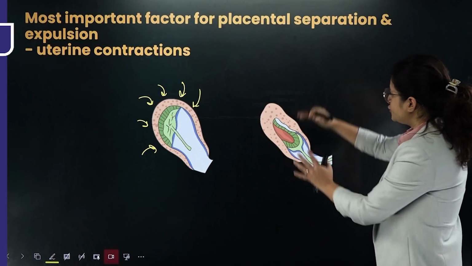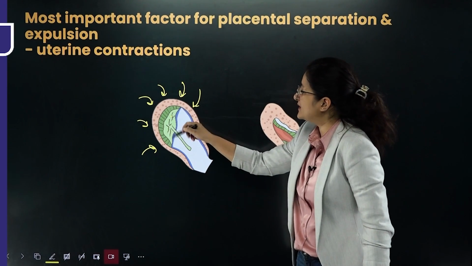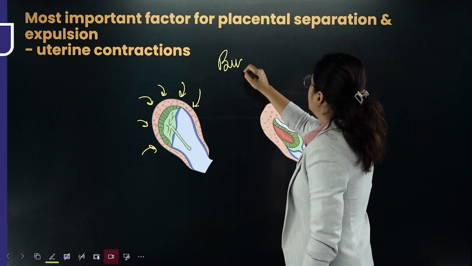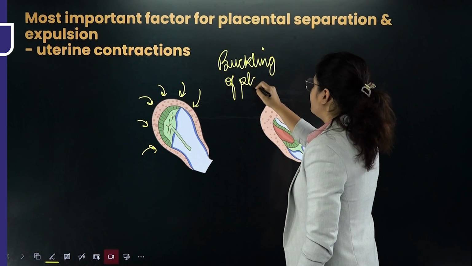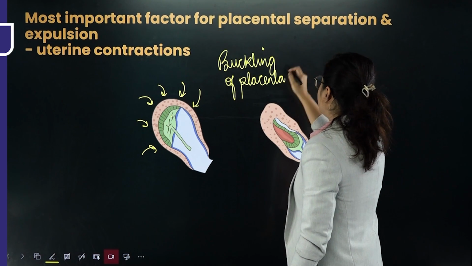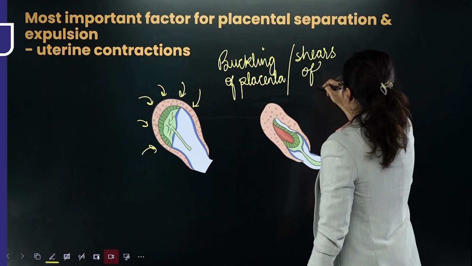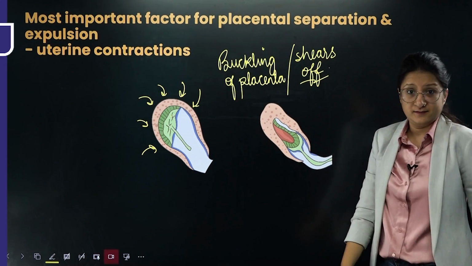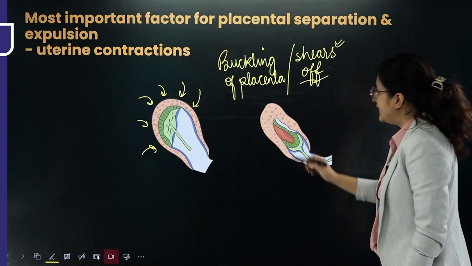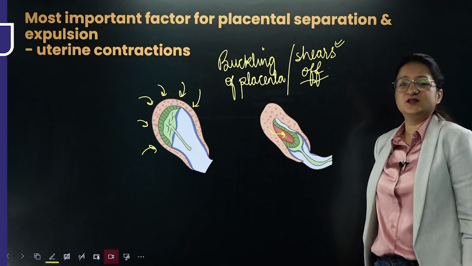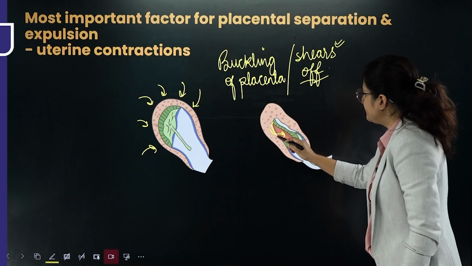So what happens with the shrinking of the size of the uterus is there is this buckling of the placenta that takes place. Buckling of the placenta, meaning, let's say, it shears off from its attachment, right? Because the placenta is not contracting, it's the uterus that is contracting. So it shears off from its attachments and gets separated. In that process, bleeding also takes place behind the placenta, okay? Bleeding takes place from the sinuses here, all right?